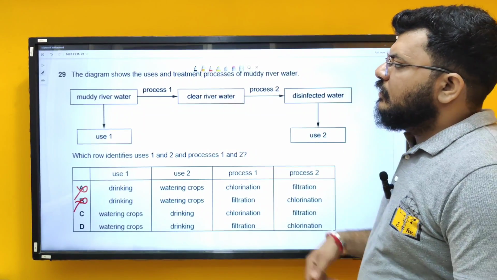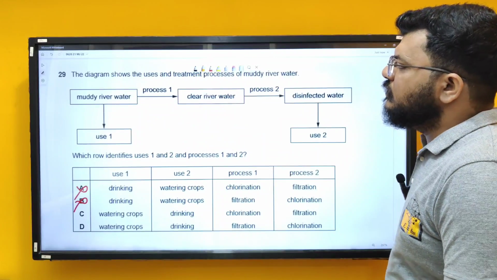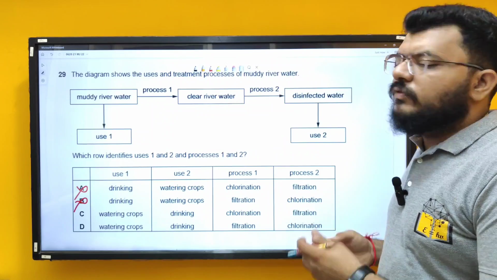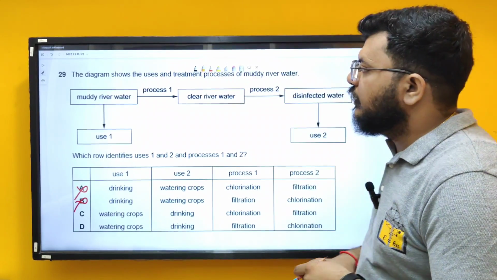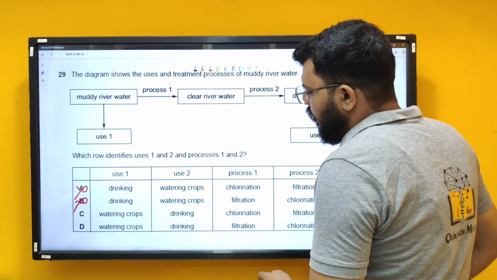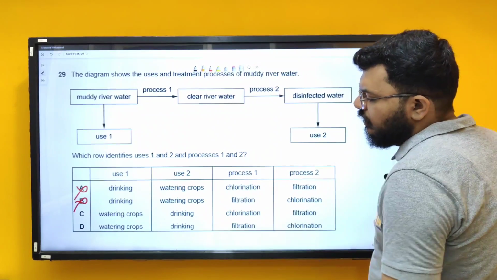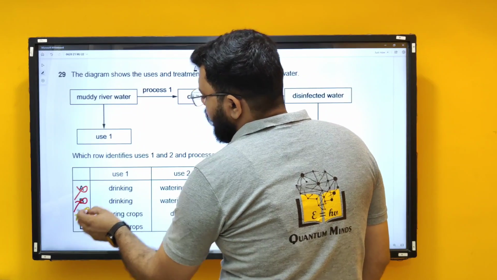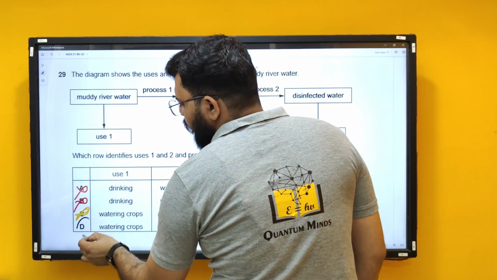Let's see. Then muddy river water, process 1, becomes clean river water, clear river water. So what are they doing? They are doing filtration or sedimentation, right? So what is process 1? Process 1, chlorination or filtration. Yes, filtration. So option C also cannot be your answer, and therefore you're just left with D.